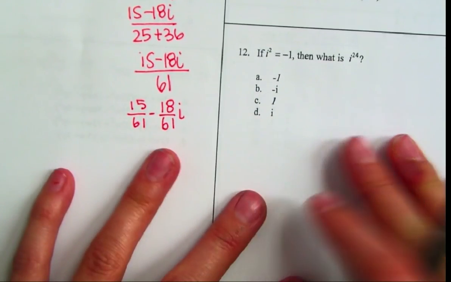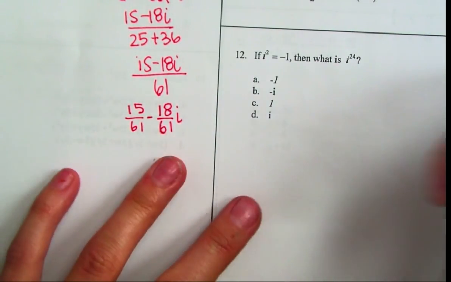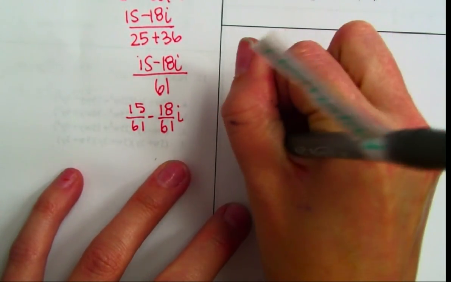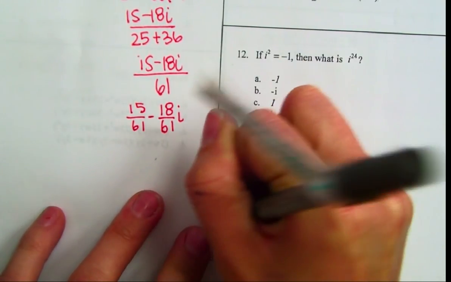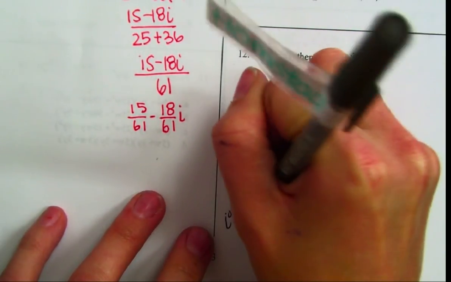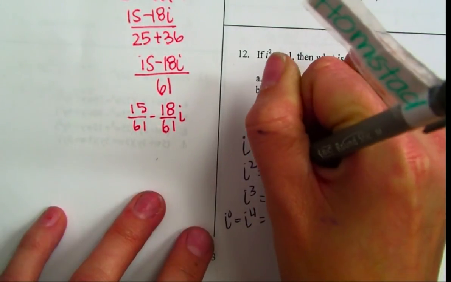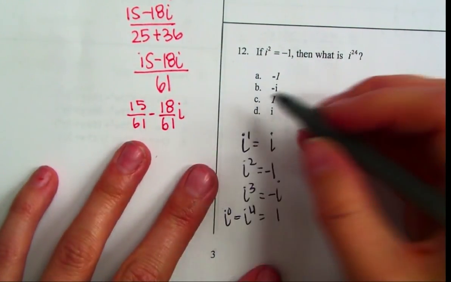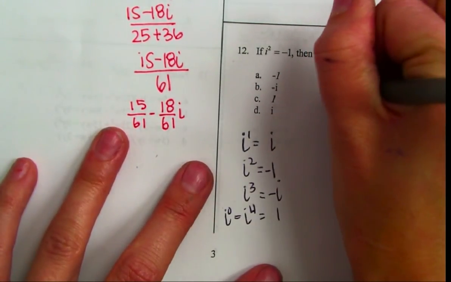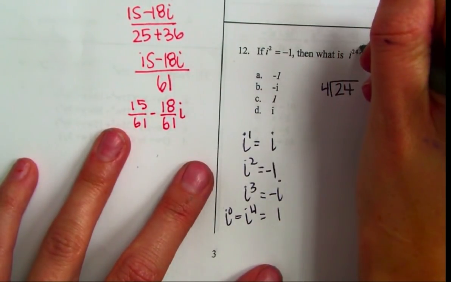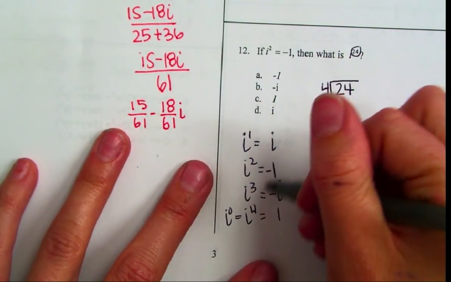Number 12, if i squared is -1, then what is i to the 24th power? For this, we are going to need to remember our powers of i. And here they are. We want to memorize i to the 1, and the 2 in the middle are negative. So remember, these are our remainders. We're going to be dividing the exponent by 4. You always divide your exponent by 4, and whatever your remainder is will tell you your answer.